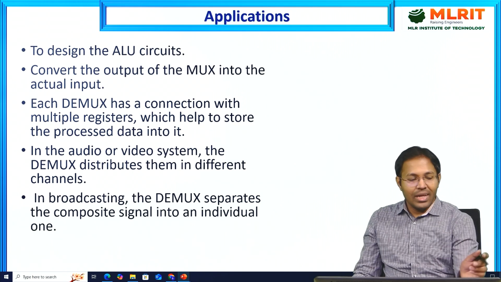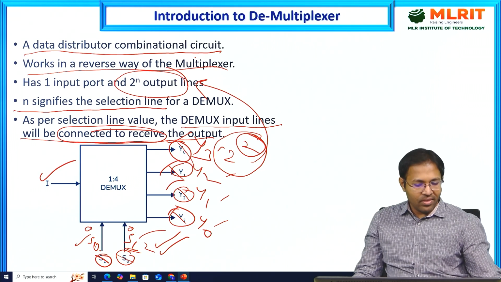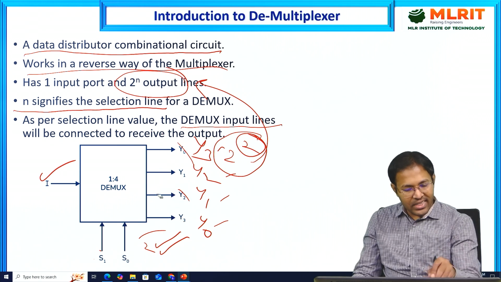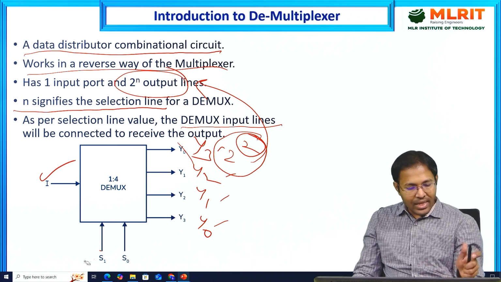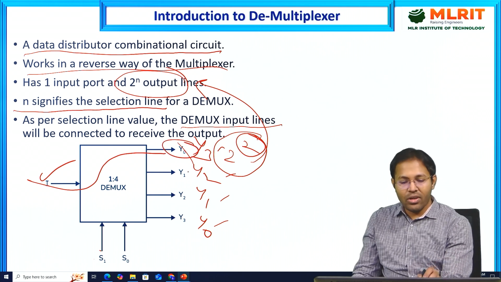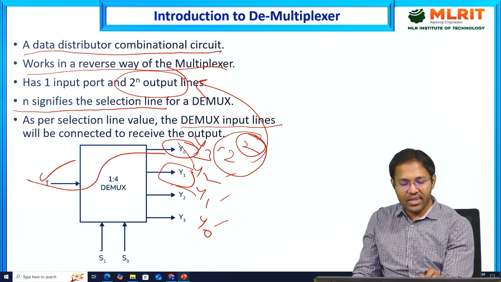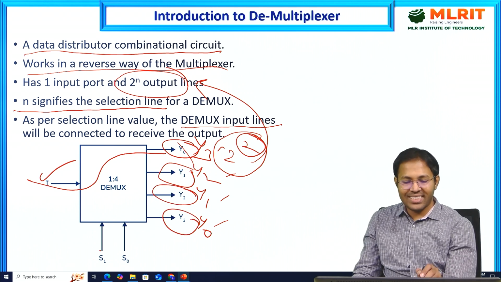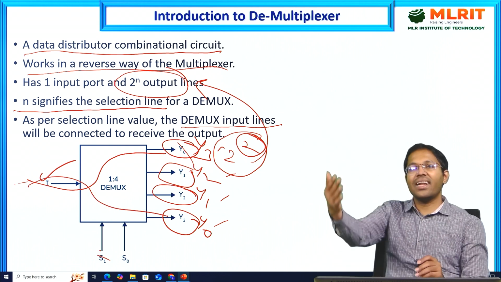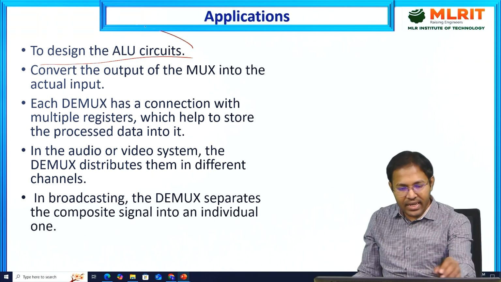So the multiplexers are used to design the ALU circuits. How? Based on the selection lines, the given signal can be connected here. Maybe you have an adder block here, or you could connect a multiplier at the second case. At the third case, a subtractor. Suppose the last case, a divider. The given input, based on the selection lines, you can pass to either adder, subtractor, multiplier, or divider. So hence it is useful in arithmetic circuits.